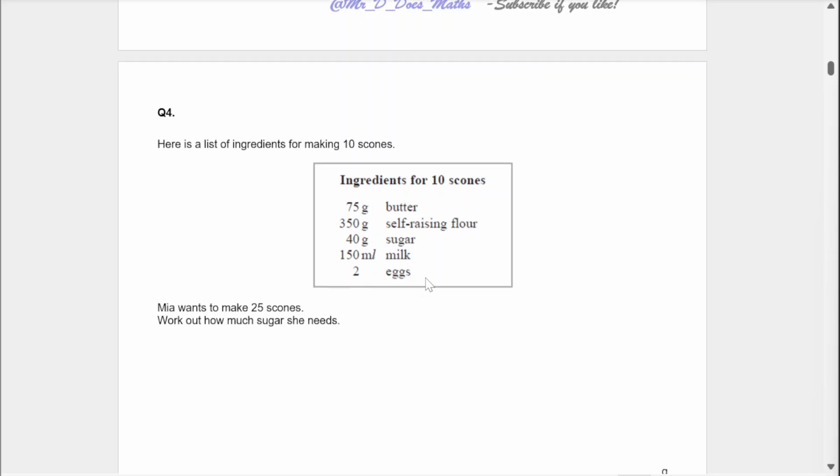Question 4, here is a list of ingredients for making 10 scones. Mia wants to make 25 scones, work out how much sugar she needs. So I'm going to say 25 divided by 10 is equal to 2.5. So the amount of sugar needs to be times by 2.5, so 40 times by 2.5. We can use a calculator if we feel it's needed, although I'm going to treat that as 4 times by 25 because that would have the same value. I've just adjusted my place value of both numbers, decreased and increased. So that's going to give me 100 grams.